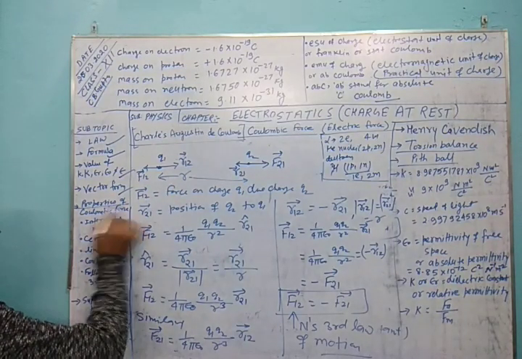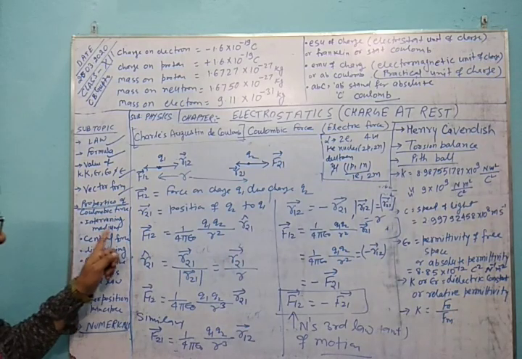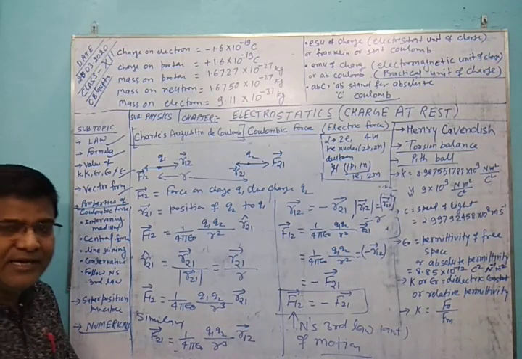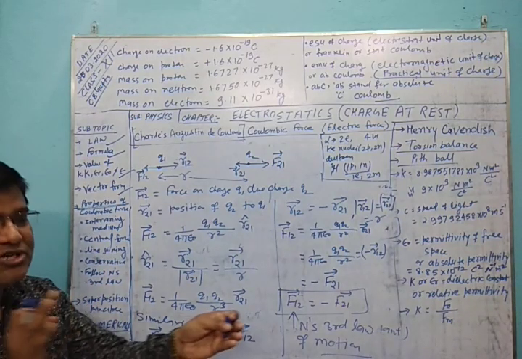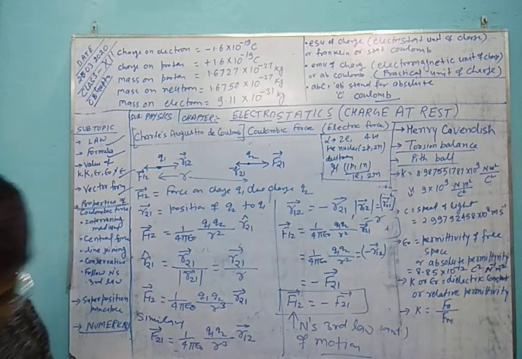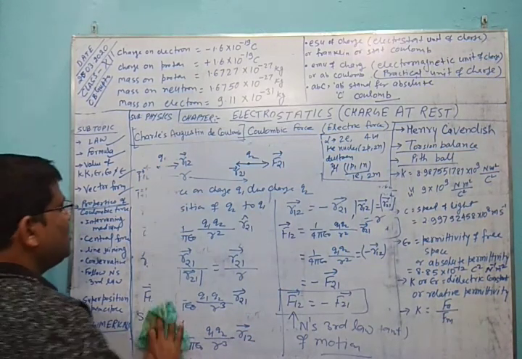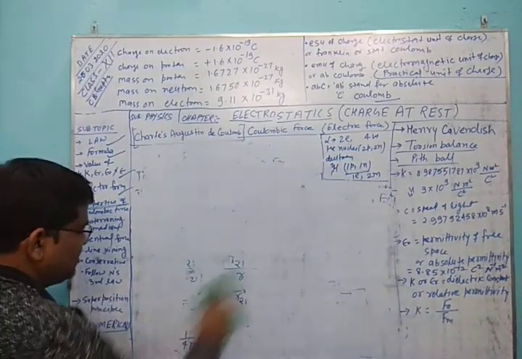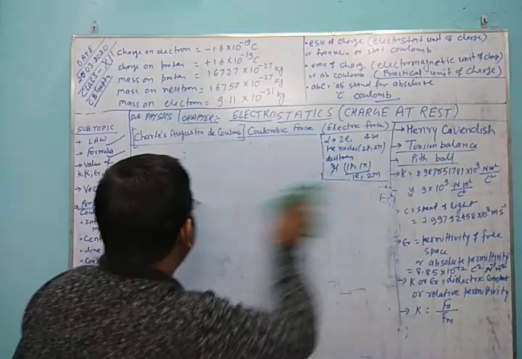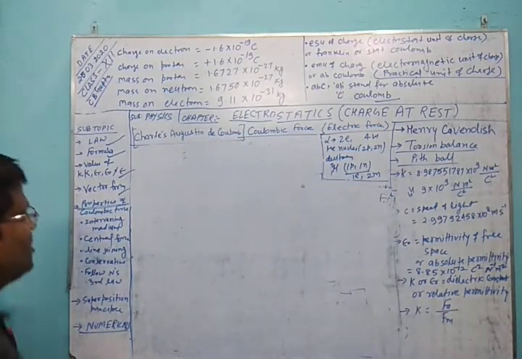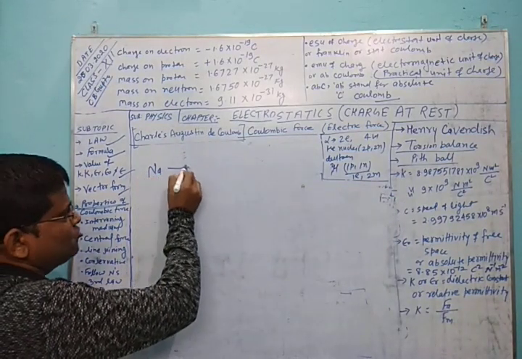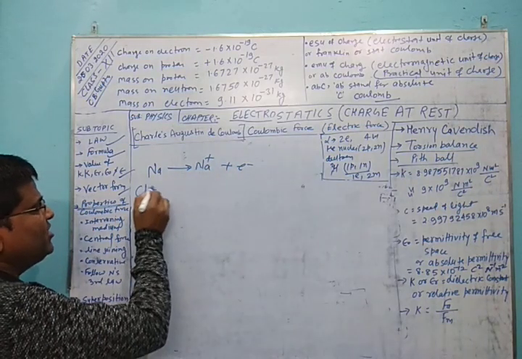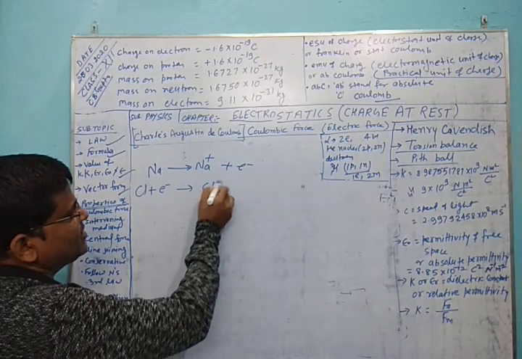Now the properties: it depends on the intervening media. Intervening media means when two charged particles, yes, very good, I just want to discuss here how it depends on the intervening media. A very common example: when sodium loses an electron, it becomes positively charged, and chlorine gains one electron, it becomes negatively charged.